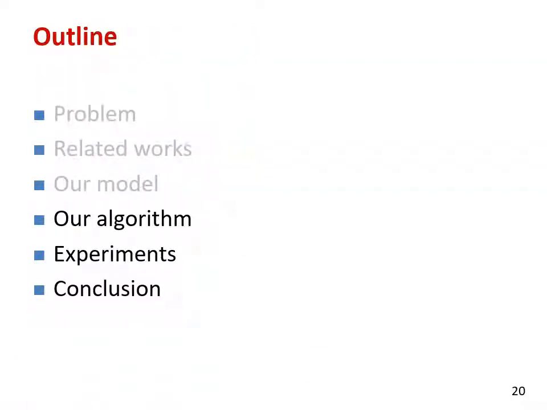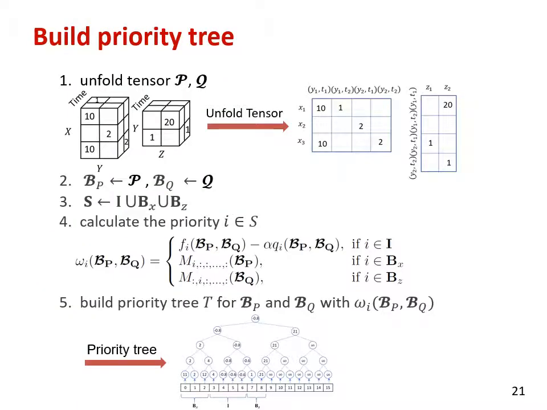Now let's introduce our algorithm. First, we build a priority tree. After unfolding the original coupled tensors to matrices, we initialize the subtensors BP and BQ with P and Q respectively, and S represents the union of three sets I, Bx, and Bz.